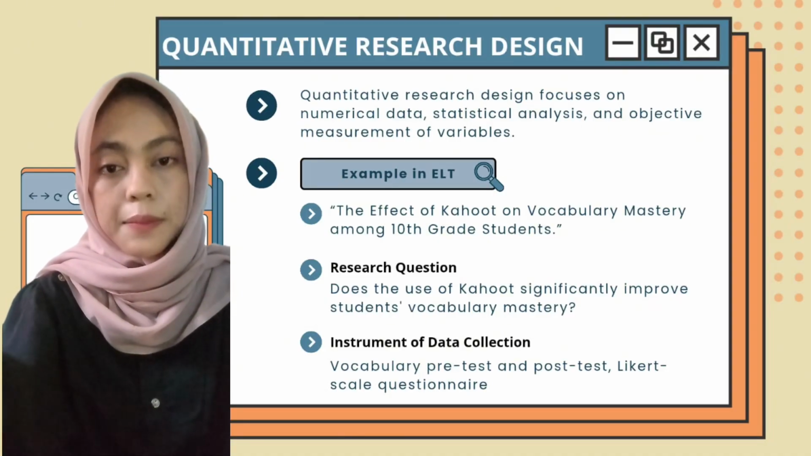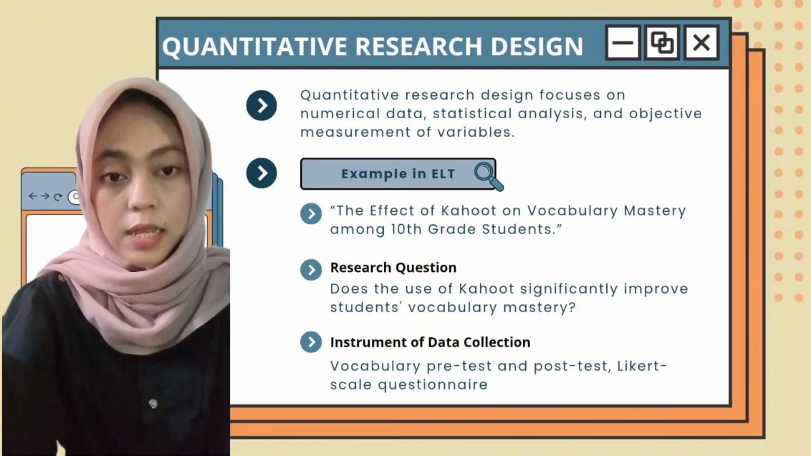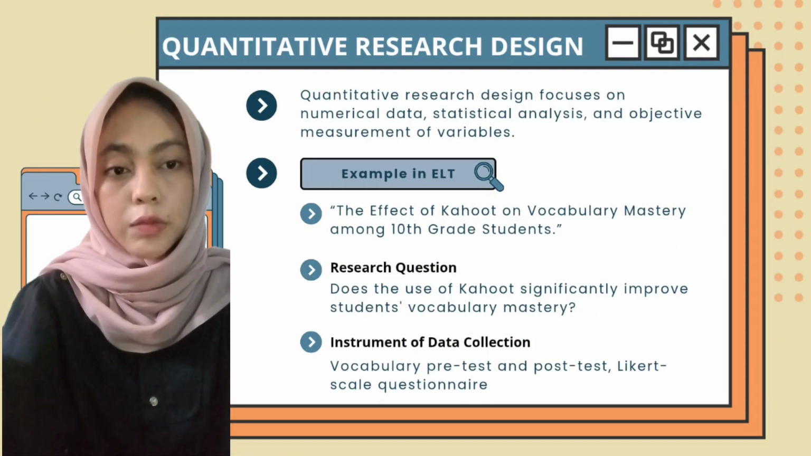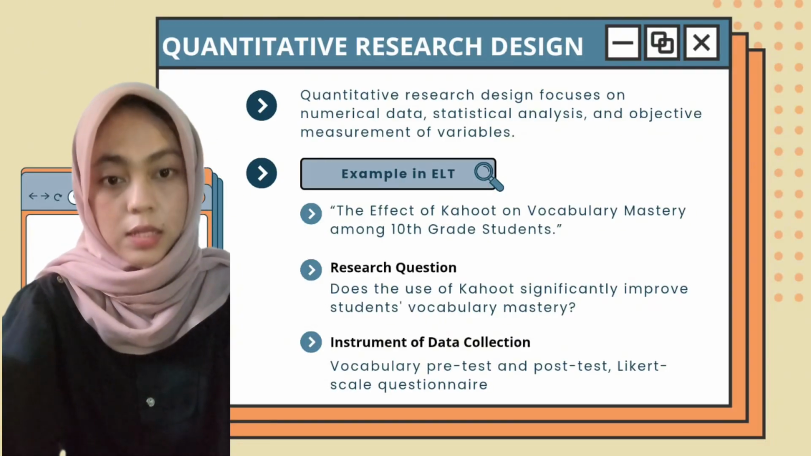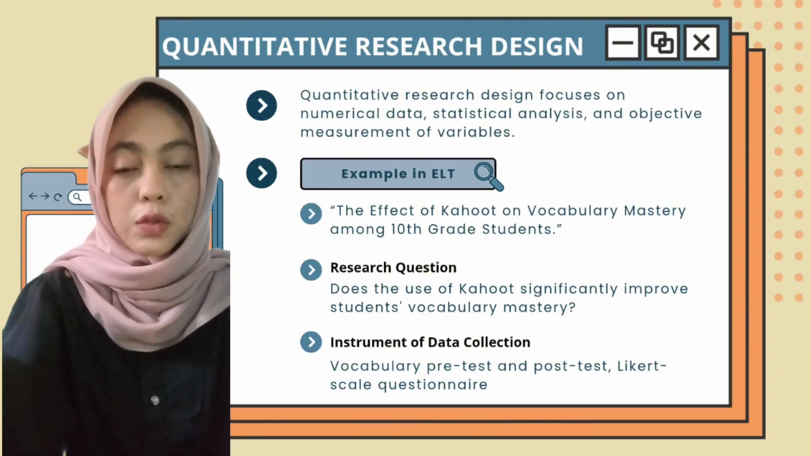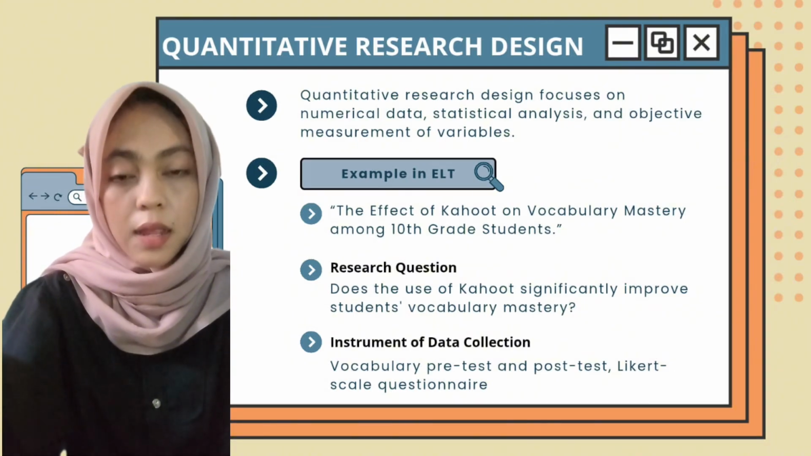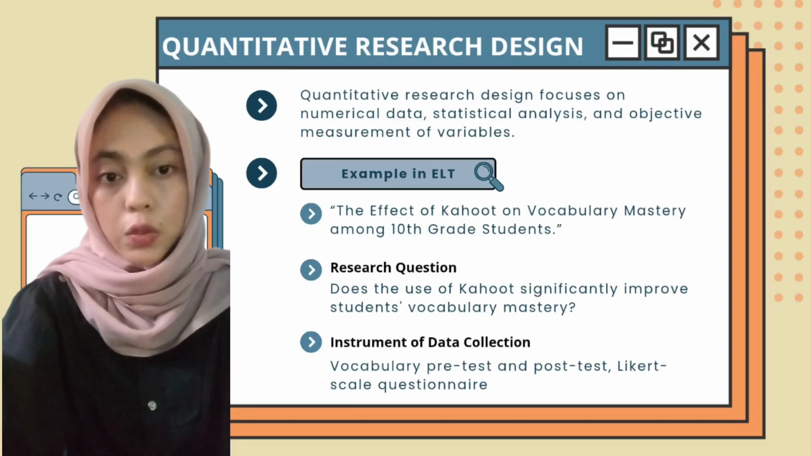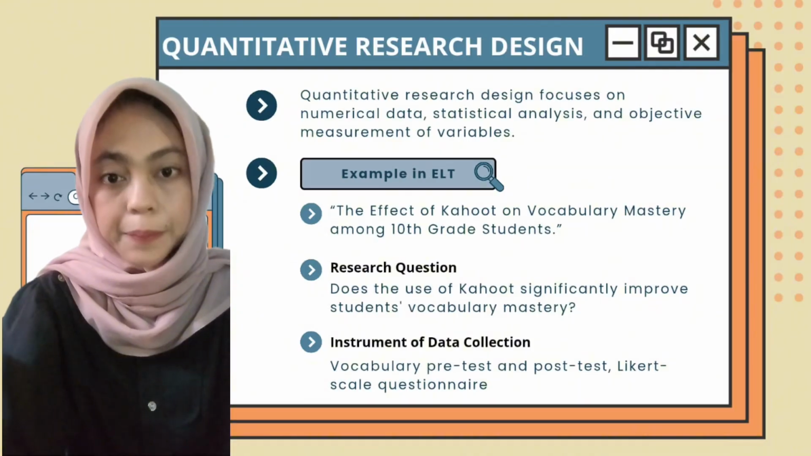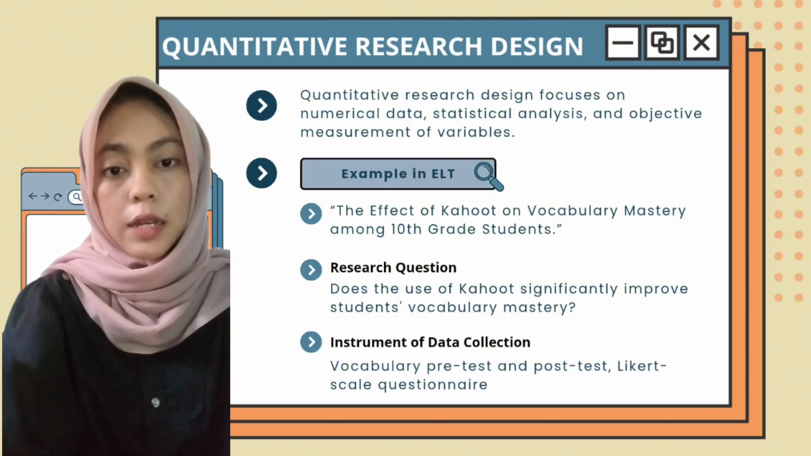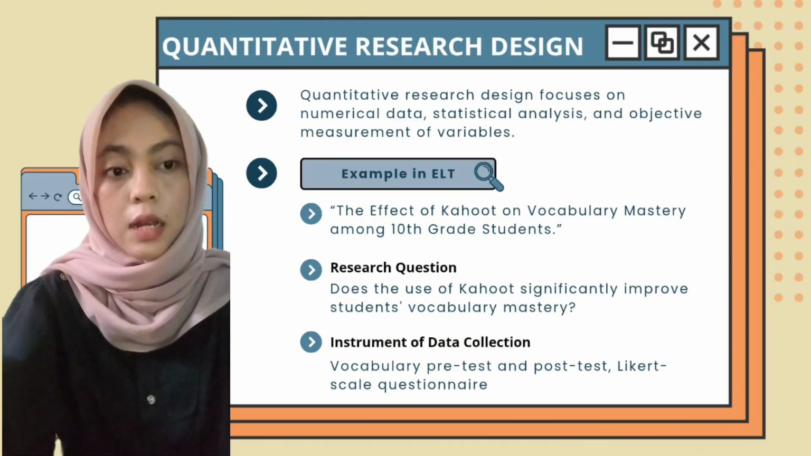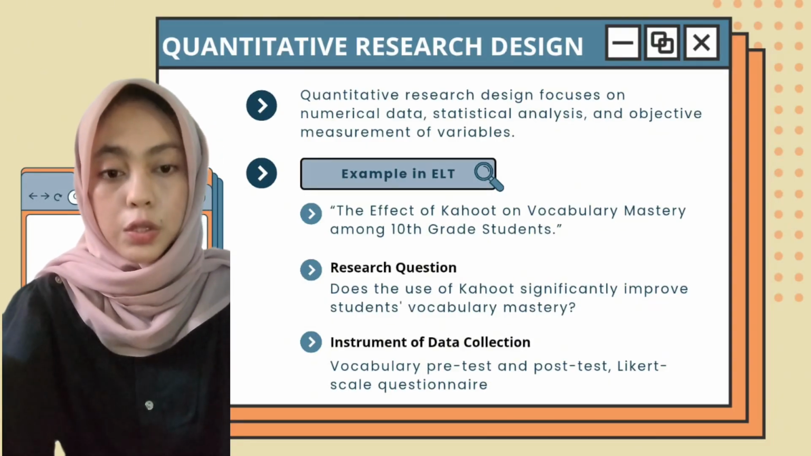For an example of quantitative research design in ELT, the topic is the effect of Kahoot on vocabulary mastery among 10th grade students. The research question: does the use of Kahoot significantly improve students' vocabulary mastery? The instruments we can use are a vocabulary pretest and post-test, and a Likert scale questionnaire. This study measures improvement using statistical comparison before and after applying the Kahoot learning tool.